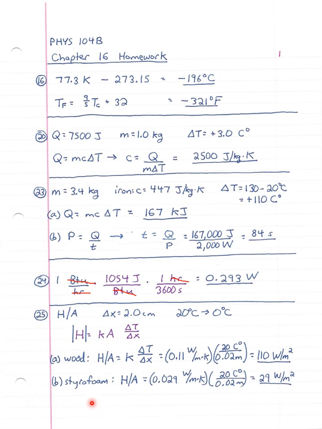Part B for styrofoam, we have the same formula, but here K, the thermal conductivity for styrofoam, is much less than it is for wood, 0.029 watts per meter Kelvin. Multiply by the difference in temperature, divide by the thickness, and we get 29 watts per meter squared.